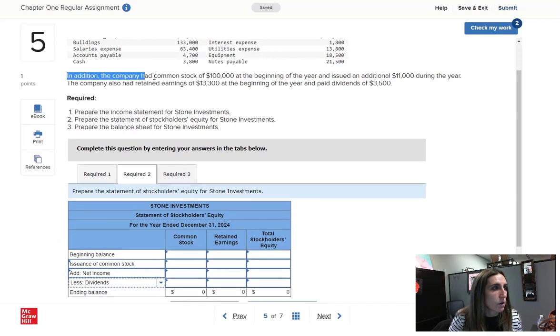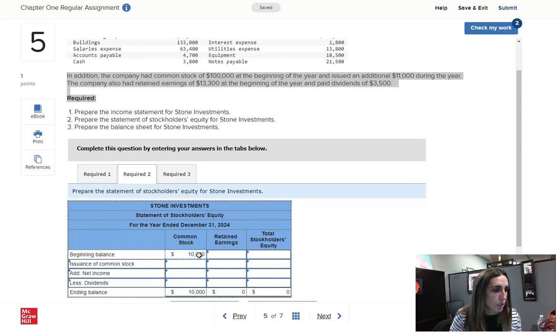In this question, we can hone in on this paragraph below, the data, to figure out what our beginning balances were and any issued stock. My beginning is 100,000. I've issued 11,000 more. I don't put anything in this box where the net income and the dividends are on the common stock column because those items are part of the internal ownership retained earnings. Beginning balance of retained earnings, it says, is $13,300 on my problem.